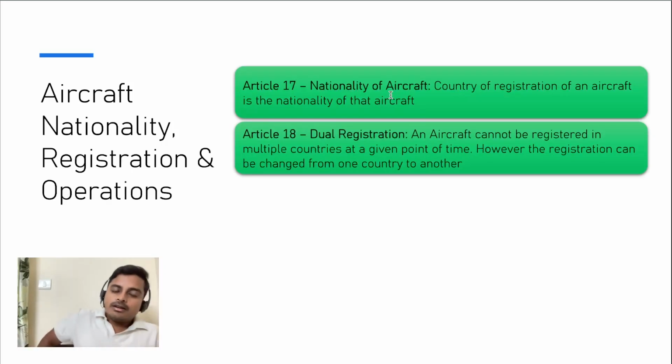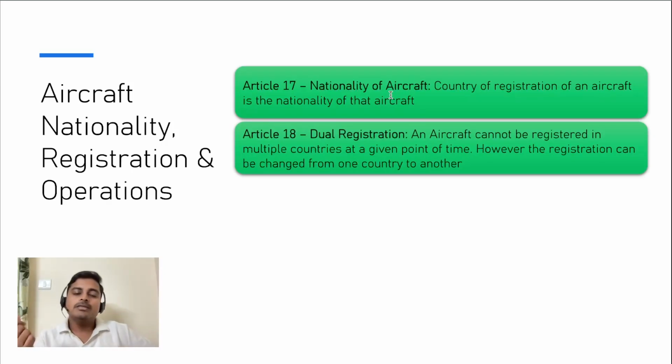Article 18, dual registration. An aircraft cannot be registered in multiple countries at any given point of time. However, the registration can be changed from one country to another. This is to avoid confusion over legal responsibility, safety standards, and ownership. The registration can be transferred from one country to another, but the previous registration must be cancelled first.